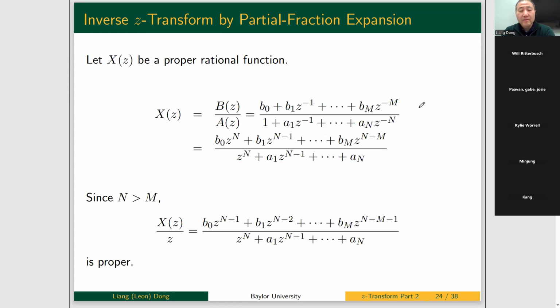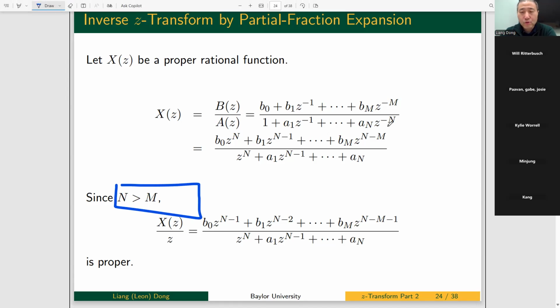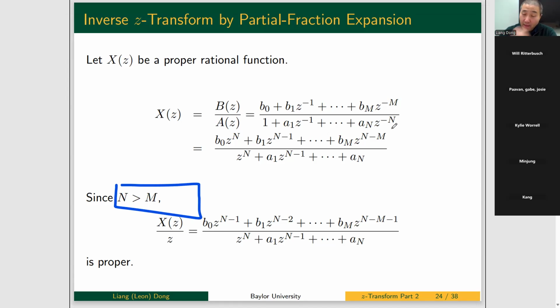So let X(z) be a proper rational function written in this format. If it's a proper rational function, I have this condition: capital N is strictly greater than n. You can write all the polynomials as a function of z to the minus 1. Mathematically, we can do that. If we are not very comfortable with polynomials in z to the minus power, you can change to z to the positive power, as in the book. So the rest is kind of following the textbook.